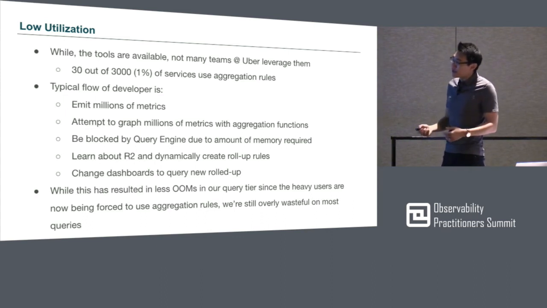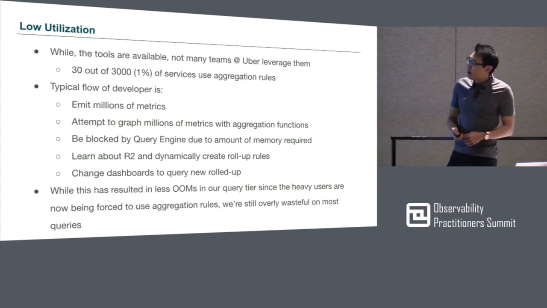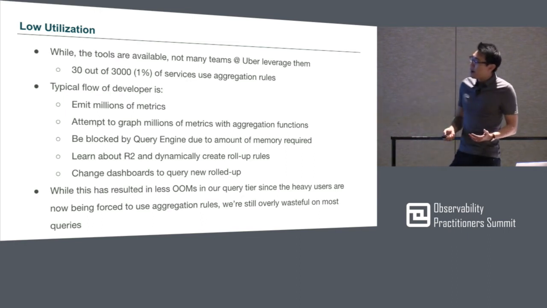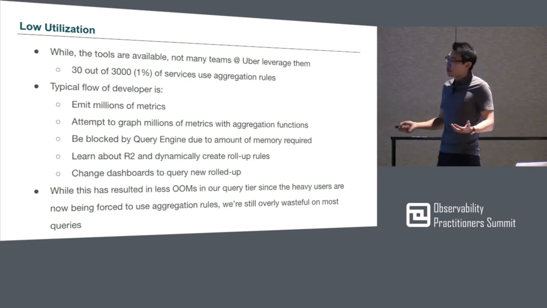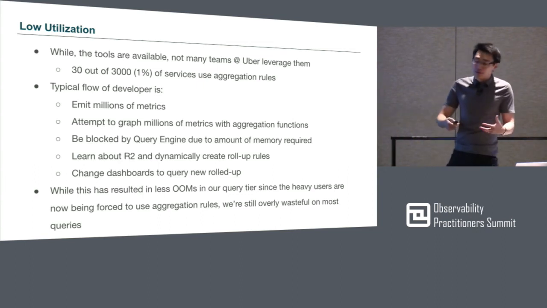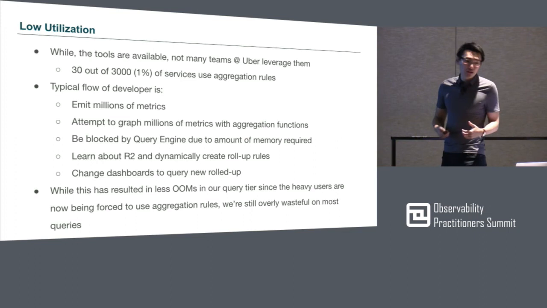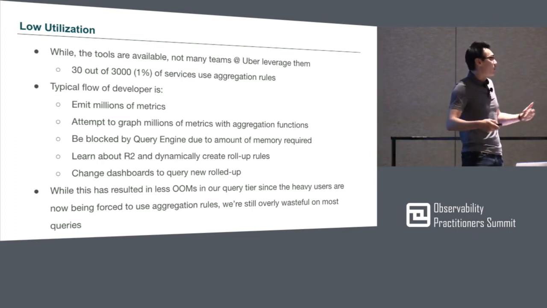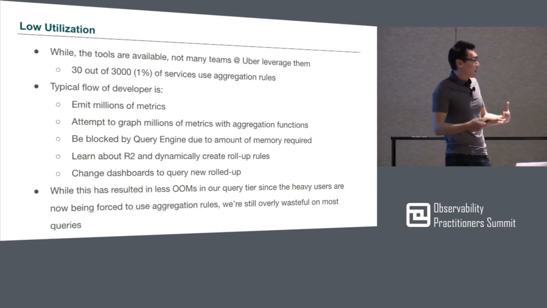So what we found at Uber is that only 1% of the services at Uber actually use custom aggregation rules, right? And the reason is that the typical flow of the developer is that they'll emit millions of metrics. They'll attempt to graph millions of metrics. They'll probably be blocked by the query engine. We'll probably send back an error. Then they'll go, oh, they understand the problem. Then they learn about R2 and the tools available. And then they go and dynamically create the rule. So at least they're dynamically creating the rule. They don't have to deploy code again, which is a help.